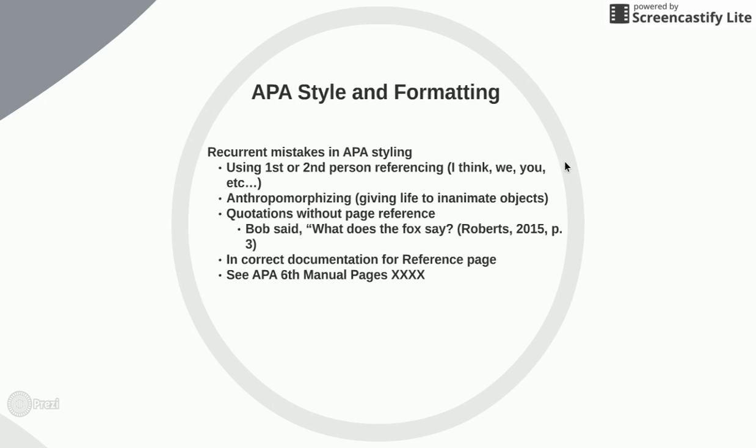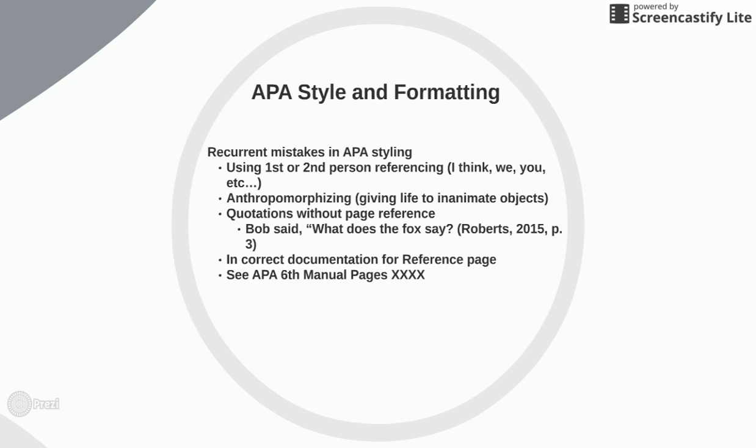Use of pronouns such as I, me, or we, you, and so forth are examples of first or second person. When writing in APA style, you use third person. Another topic is anthropomorphizing. It's a big word that essentially means giving life to inanimate objects.